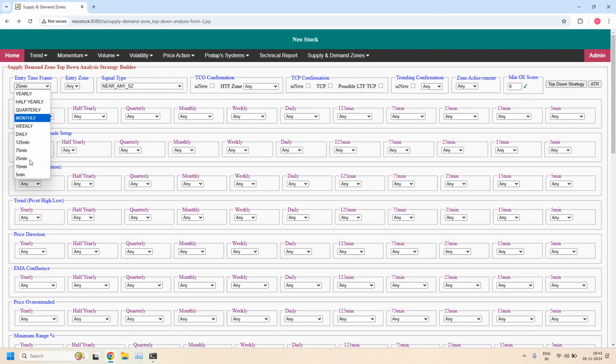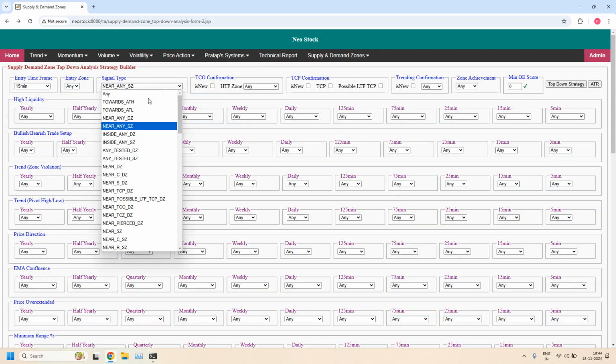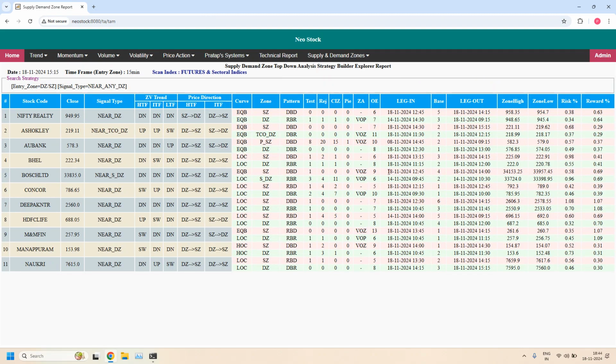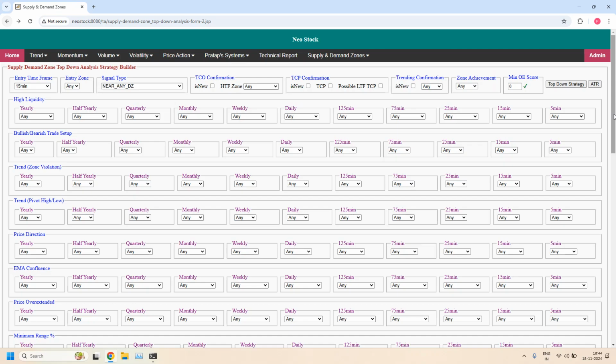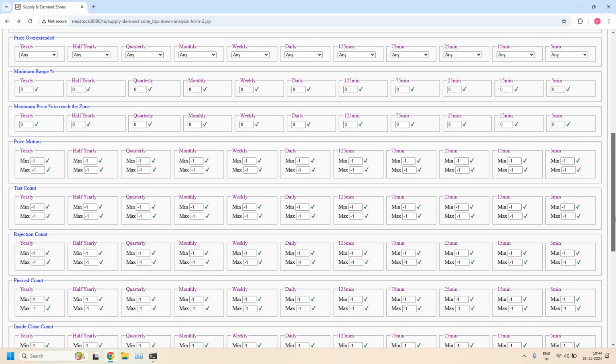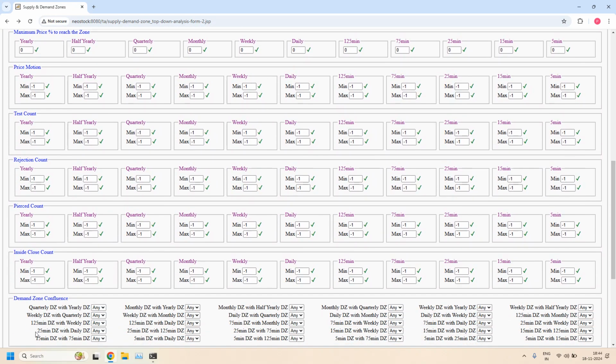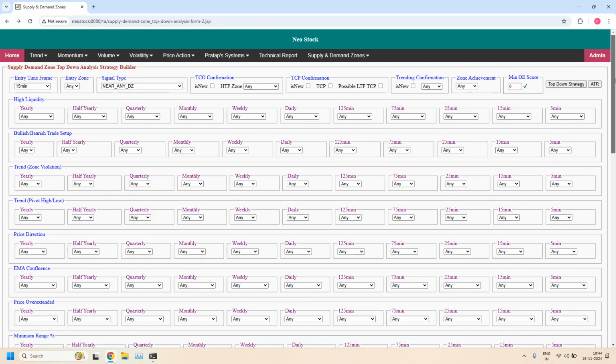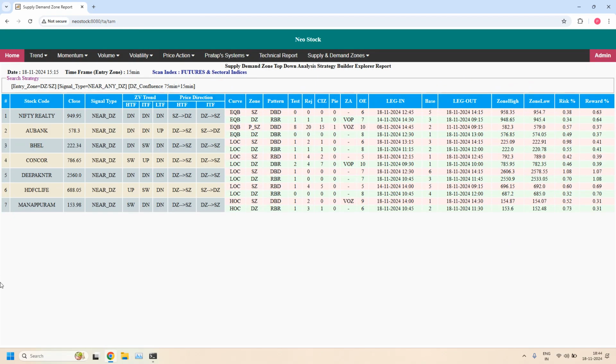Next time frame is 15 minutes. Stocks near 15 minutes demand zone, we got 11 stocks. Let's find how many of these demand zones are having ITF confluence. That is 15 minutes demand zone with 75 minutes demand zone confluence. I am enabling the filter. With this filter, we got 7 stocks.